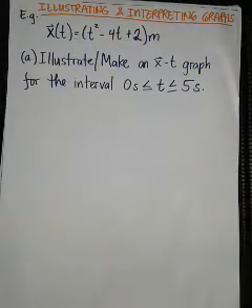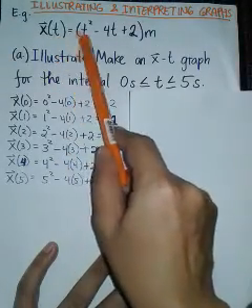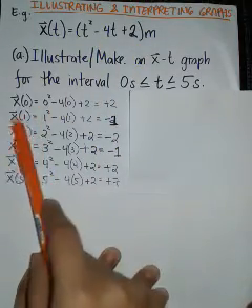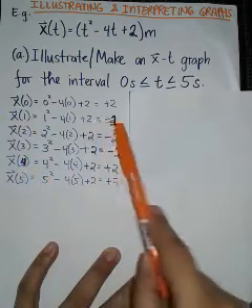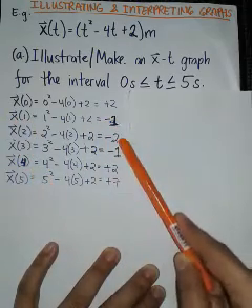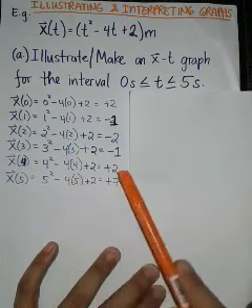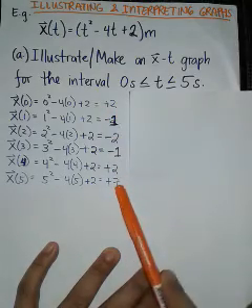So let's do that. Plugging in the different time values into x as a function of time, we have x when time is 0 is positive 2, x when time is 1 is negative 1, negative 2 meters when time is 2, positive 2 when time is 3, and so on. So these are now the values of our positions. These are all in meters.